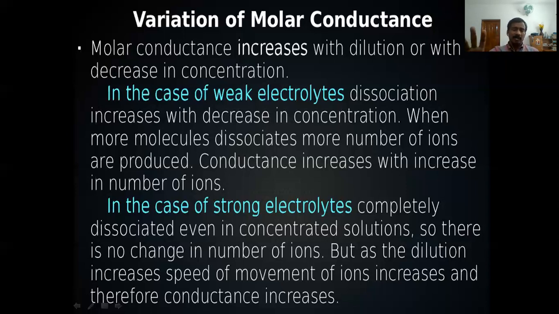The number of ions are not changing. Then what is changing? The second case, that is speed of movement of ions. When the positive and negative ions are very close to each other, they will feel high resistance for the movement because of the attractive force. And as the dilution increases, the distance between positive and negative ions increases. Therefore, the resistance due to attractive forces will decrease and they will get more freedom of movement. As a result, the speed of movement of ions increases.